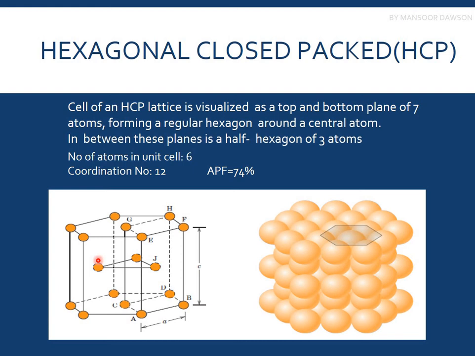The total number of atoms in a unit cell is 6 in case of HCP. We're not going into detail. And also the coordination number is 12. That means that one atom is in contact with 12 other atoms. And again, you can see that the atomic packing factor APF is 74%, the same as in the FCC case. So again, the hexagonal close packed structures are more dense than the BCC structures.